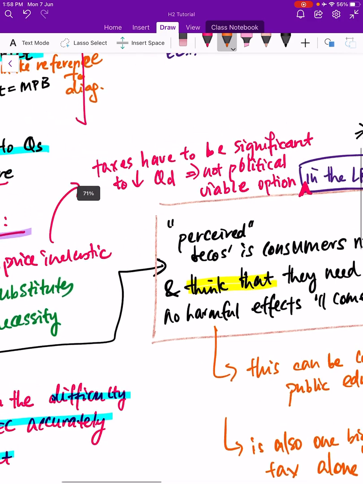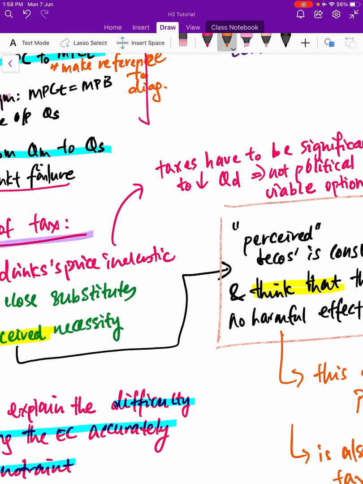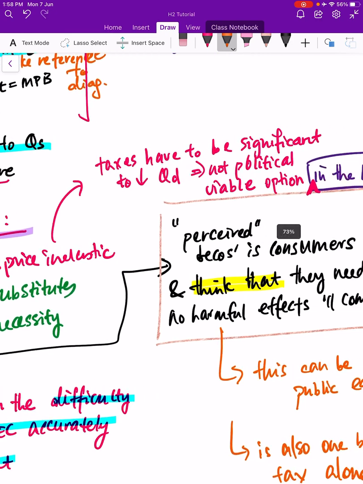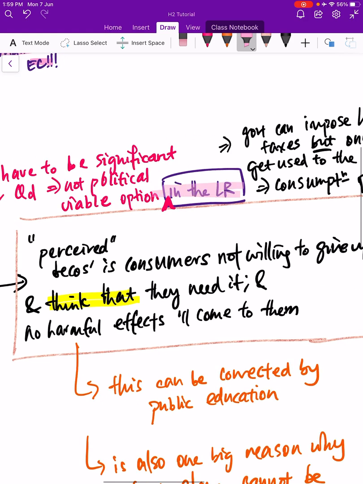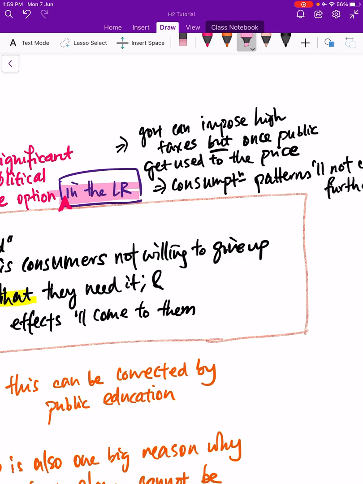So that's why I highlighted the words think and perceived. Okay, so many of you, after talking about how the demand for fizzy drink is price inelastic, said the taxes have to be significantly high in order to reduce the quantity demanded, and therefore it's not a politically viable option, which is good. I just want to highlight that maybe you want to consider adding this in the long run into your explanation, because what we want to see is that the government can impose a high tax, no problem. But the problem is when the public get used to these high taxes and high prices, the consumption pattern will then remain more or less the same.